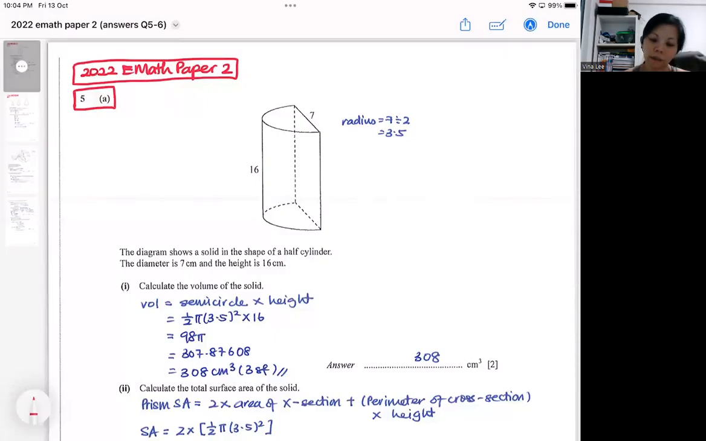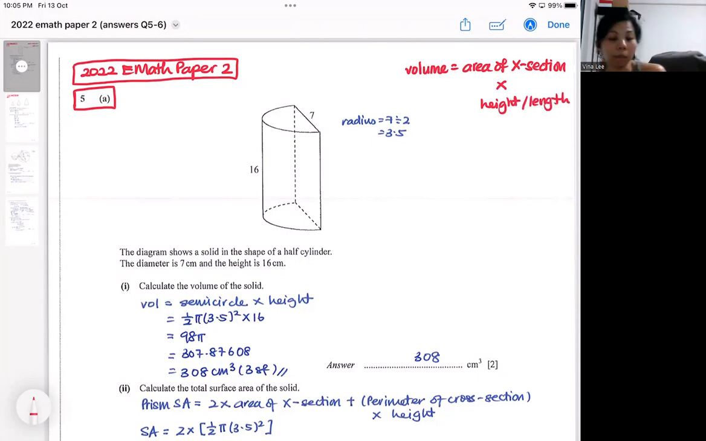For question 5a, the whole thing is testing on the shape called a prism. If you recall, a prism can come in a lot of shapes. For the volume, it will always be dependent on the cross section. You will be dependent on the area of the cross section, then you multiply by the height or length of the prism.